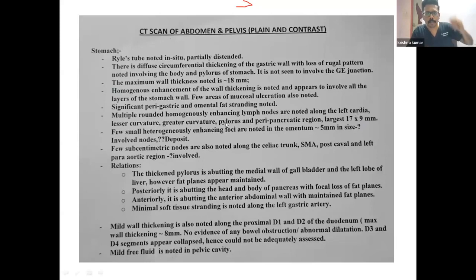Perigastric lymph nodes, peripancreatic, and also they have mentioned celiac trunk, SMA, postcaval, and para-aortic region. Those are subcentimetric, no? Oh, okay, sir. For the time being, we will consider only the larger ones. So what will be the nodes? Omental nodes are there. Omental deposits also they have mentioned, sir. Omental deposit. So what will be the staging?